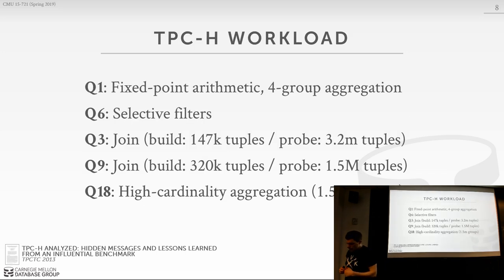So in their evaluation, they're going to look at five different queries from TPC-H, and these are hand selected to be representative of the different types of work you need to do in your database system for analytical queries. The original TPC-H benchmark has 22 queries. Again, they're just selecting five here.